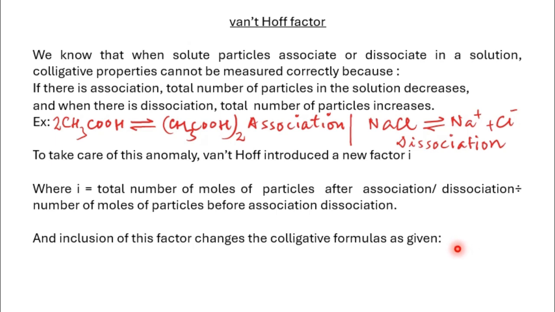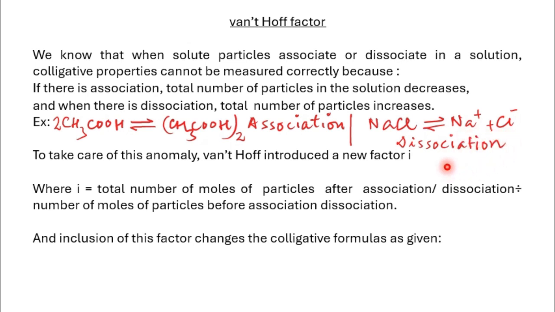Hello dear students. In the last video we saw how we can calculate colligative properties, and with the help of colligative properties we can calculate molecular mass, except when the solute molecules undergo either association or dissociation. Solute molecules like acetic acid stay as a dimer, two molecules staying together due to hydrogen bonding, and solutes like sodium chloride stay dissociated because they are ionic compounds, so they stay as sodium ion and chloride ion.